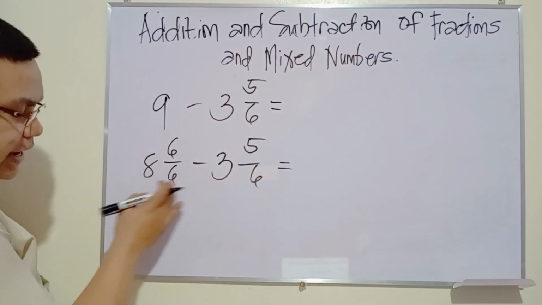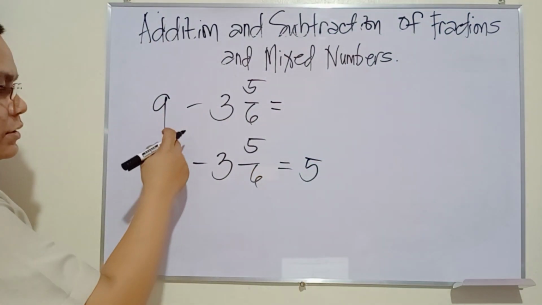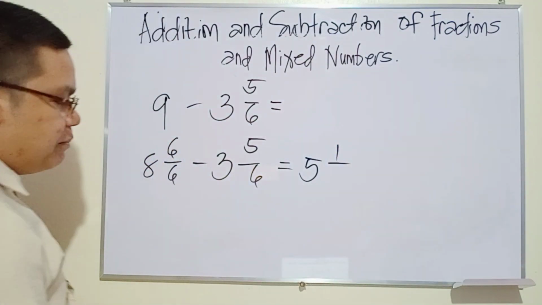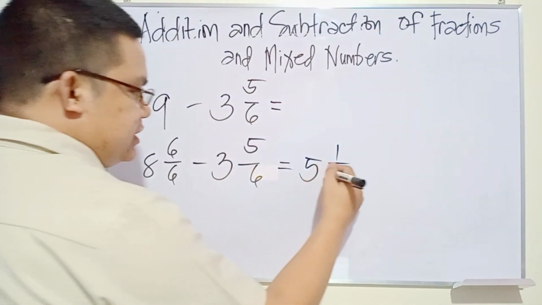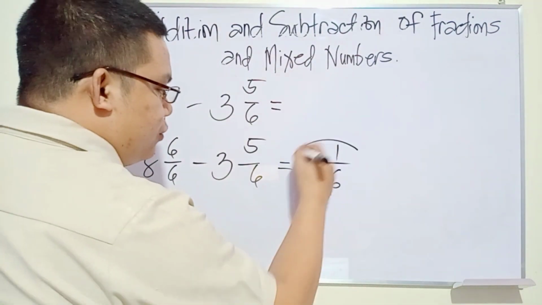So 8 minus 3, whole number, is equal to 5. 6 minus 5 is equal to 1. Then copying the common denominator, which is 6. So magiging 5 and 1 over 6.